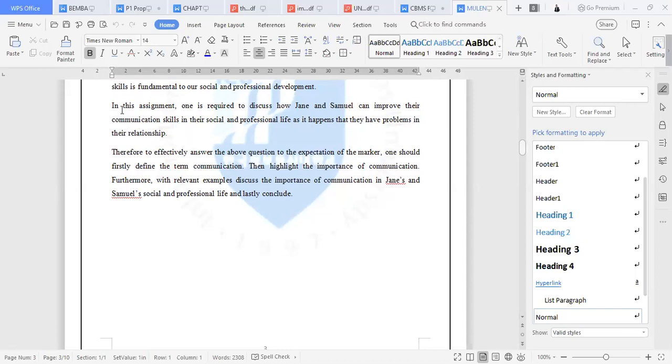So remember, depending on the school, they have their own requirements and the voice that you should use when you're writing an assignment. Some will say, I want you to use the third person, the we. In this assignment, we are required to discuss. Others will tell you, in this assignment, one is required. You'll be required to use all these things. So you need to pay attention to the voice. The voice is very, very important.